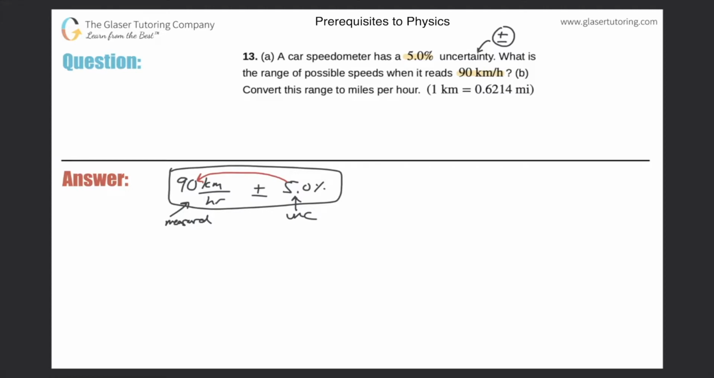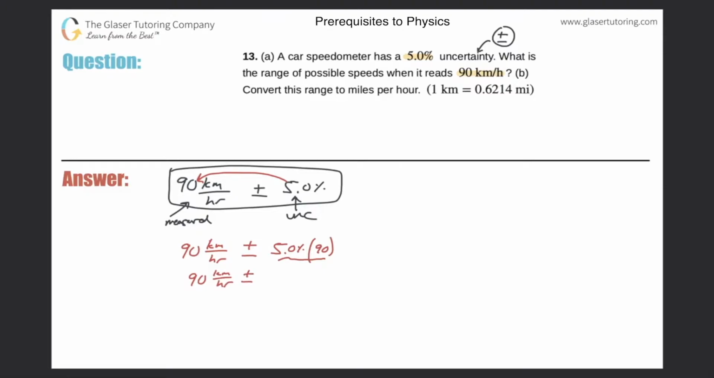Back to the question: what is the range of possible speeds? It looks like we actually have to calculate 5% of 90 because we need to give the range. So let's write that down right beneath. There's going to be 90 kilometers per hour plus or minus 5.0% of 90. Now I can simply calculate this. Just take it and plug it into your calculator.